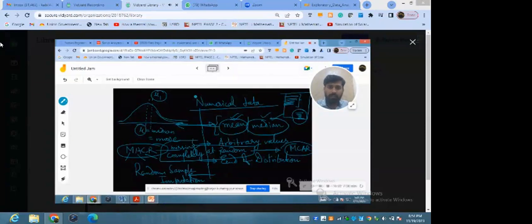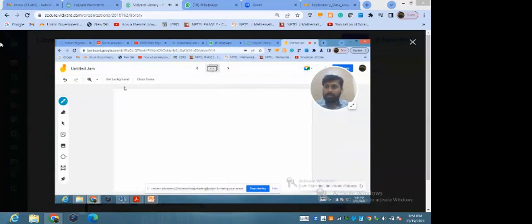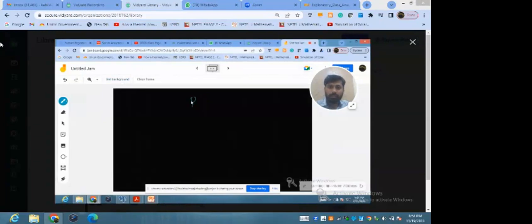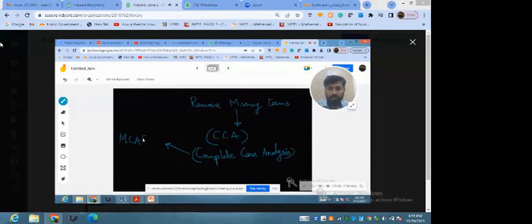Before that, I also wanted to discuss something we skipped, which is removing the values. When we directly remove missing values, we go for CCA, complete case analysis. Here the term MCAR, missing completely at random, is introduced.